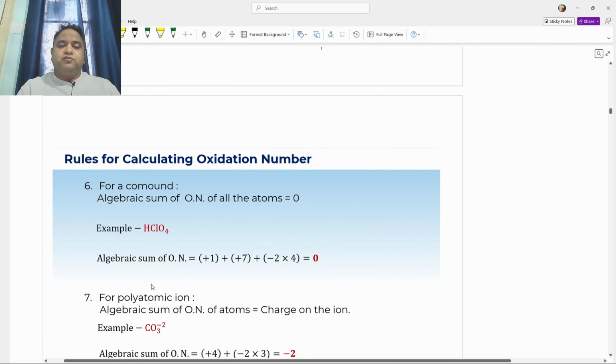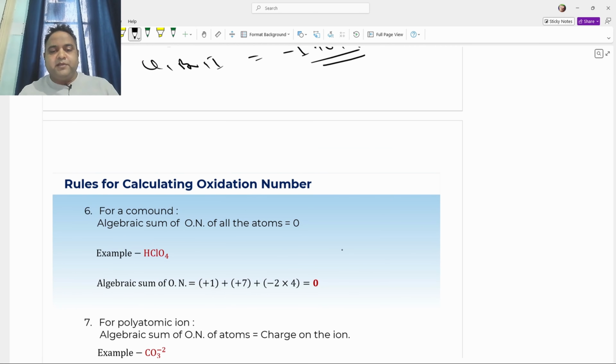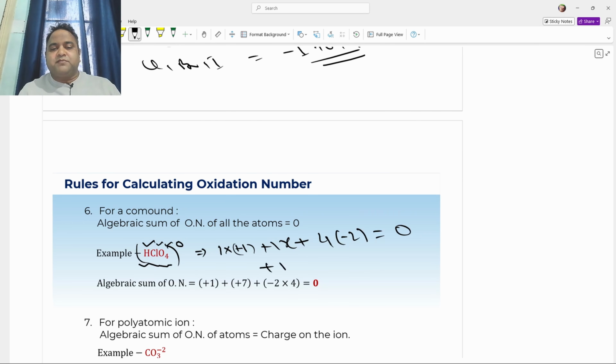How to calculate oxidation number of any compound? Let we have HClO4. You can see here there is no charge, so the sum of the oxidation numbers of all the elements is taken as zero. So here we have to take the oxidation number of hydrogen, then chlorine, then oxygen. So 1 into hydrogen oxidation state +1, plus 1 into, let we don't know about the chlorine, we can consider X, plus how many oxygen are there? 4 oxygen, each oxygen having -2, is equal to 0. Plus 1 plus X -8 is equal to 0. X -7 is equal to 0. X will be equal to +7.